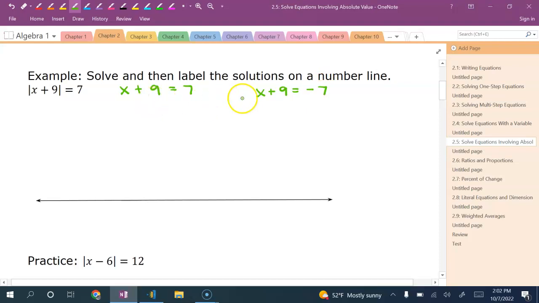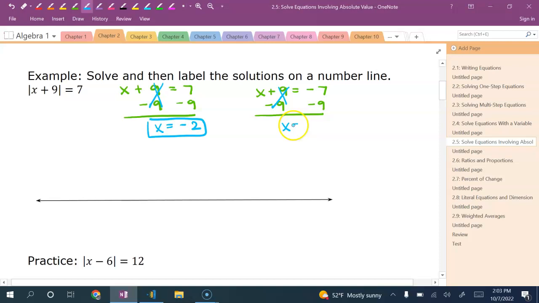So then what we're going to do is solve for x. On the left-hand side, I'm going to subtract 9. So x is going to equal -2. On the other side, we're still going to solve the same way. We're going to subtract that 9. But this time, you're going to do -7 minus 9, which would be -16.